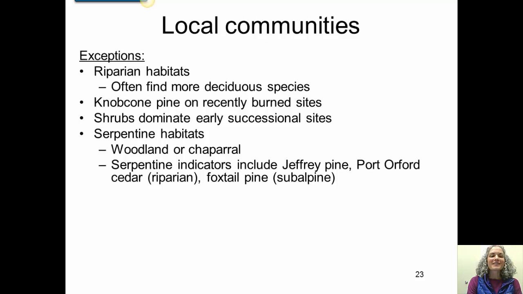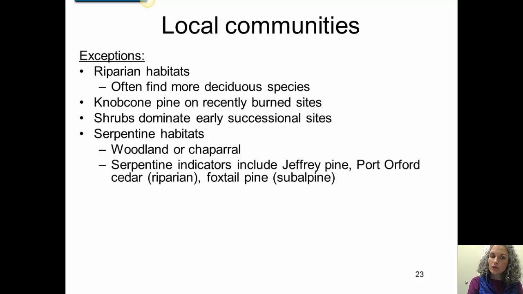So unfortunately, exceptions are sort of the rule here. These communities aren't nice little discrete units. They bleed into each other, and there's also other factors at play that are going to cause the community to change on smaller scales. That could include something like a river. So, with greater access to water all year round, we tend to see more deciduous species near a river. We're going to see a different suite of species on recently burned sites. We may see more knobcone pine or more shrubs in those early successional sites.